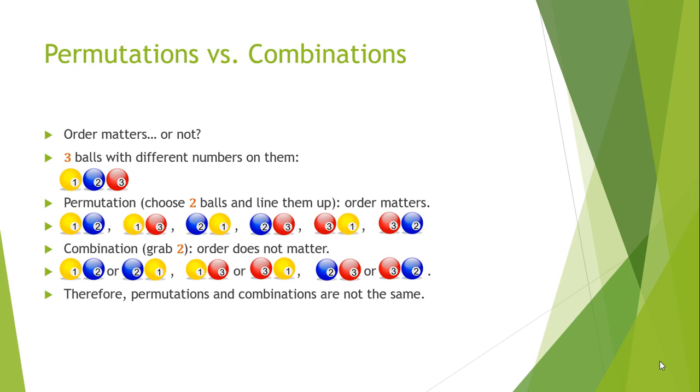So let's first talk about the difference between permutations and combinations. It's actually a question of whether order matters or not. So let's look at an example.